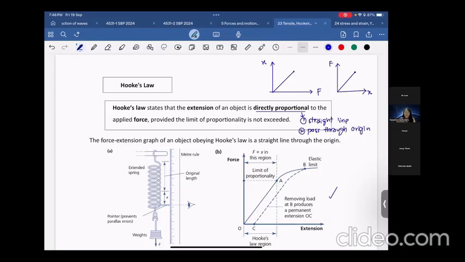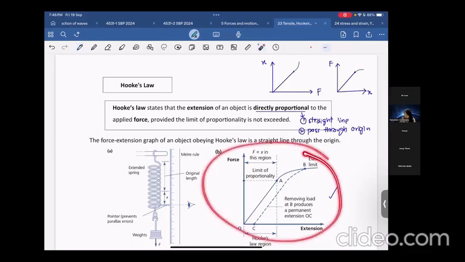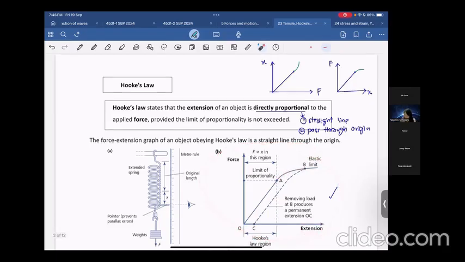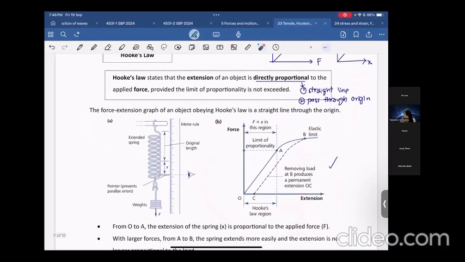Okay, that means that if you exceed the limit of proportionality point, the line will not be continuous straight, it will curve. How does it curve? As I mentioned just now, it will slightly curve towards the x. That's why on my diagram here, can you see that it's curved towards your extension. On my diagram, the graph here, O to A is the limit of proportionality.